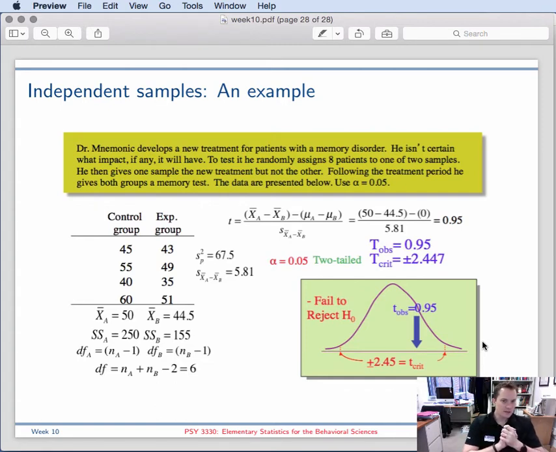Okay? So that whole process, that whole hypothesis testing thing, that's the same. Now, all you've got to learn new for this week is how to use these new formulas. You don't have to learn the formulas, you just have to learn how to use them.